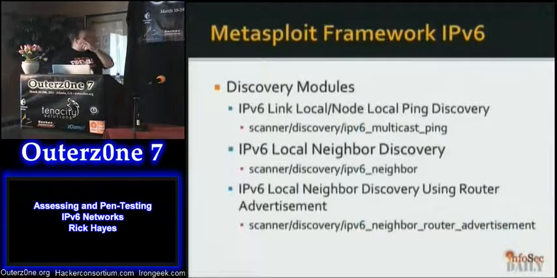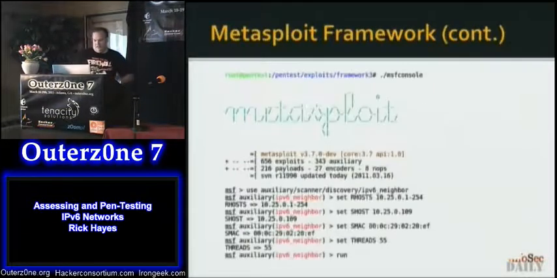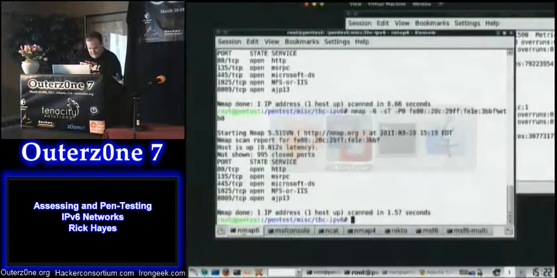So what does it include? It includes some discovery modules. It does the local ping discovery, so I can see who's out there using the multicast. I can do a neighbor discovery, and I can see, basically from the router advertisements, who the routers are out there. So actually, I want to jump back over here.